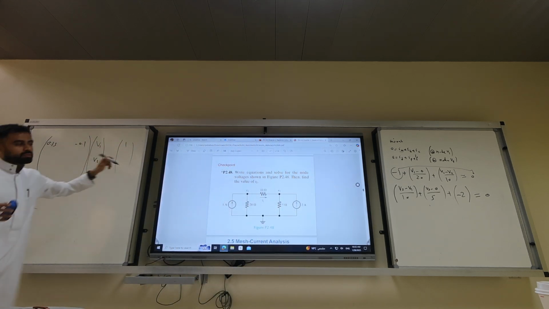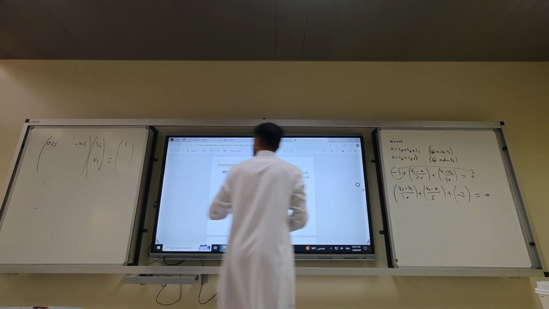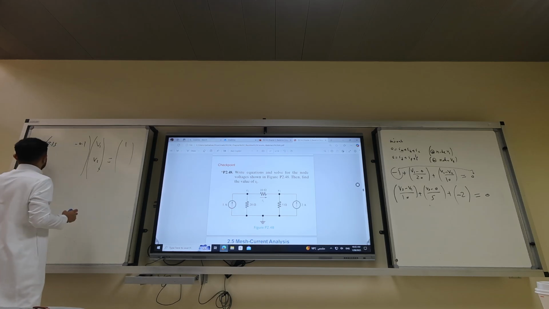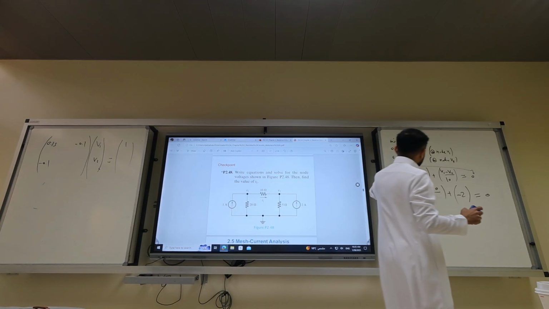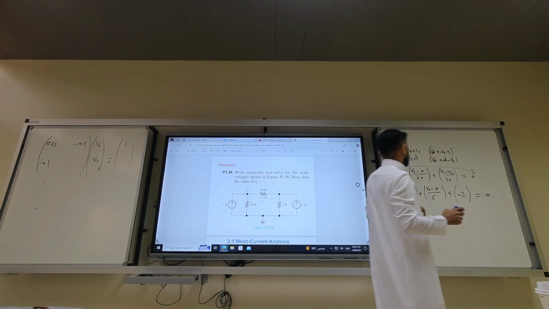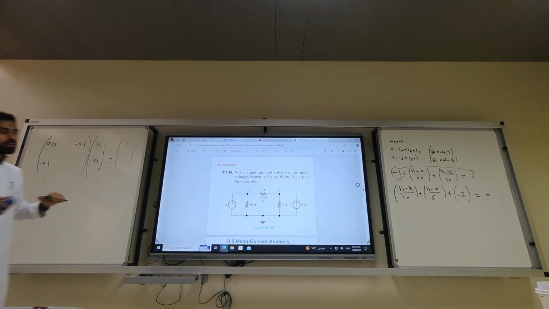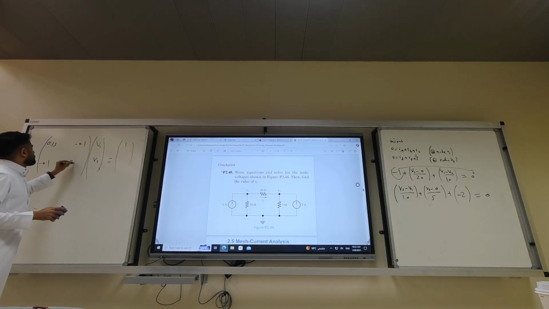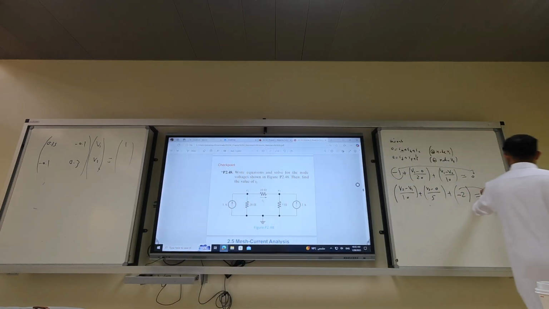How about the second row? Minus 0.1. Then 0.3. For V2, what do we have? 1 over 10 plus 1 over 5, which is 0.6, right? 0.3, 0.3, equals. We move the 2 to the other side.